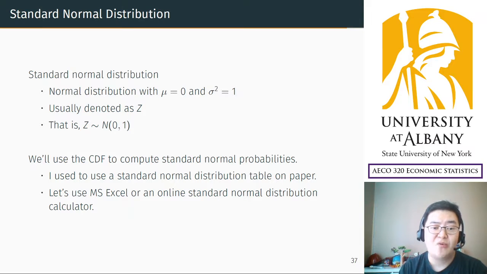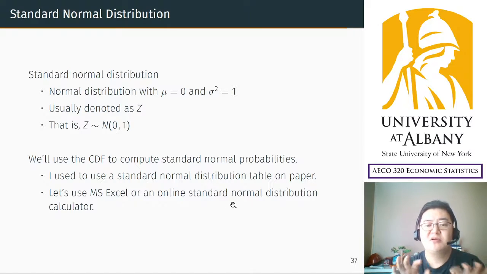But now we are online, so it's nice to have a calculator or a program or online web pages. So we are going to use Excel. In separate optional videos, I will show you how to use Excel to calculate standard normal distribution probabilities. Or you may use a different program, or if you type standard normal distribution calculator on Google, then there are a lot of web pages. They calculate standard normal distribution probability for you.